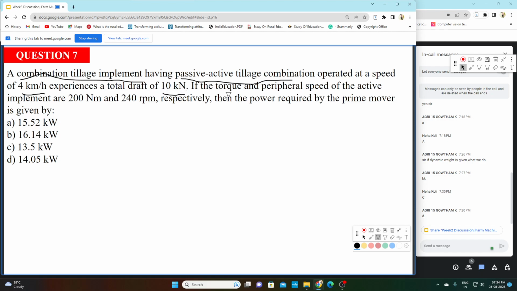Okay, experiences a total draft of 10 kilonewton. Draft is also given. If the torque and peripheral speed of the active implement are 200 Newton meter and 240 RPM respectively, then power required by the prime mover. Prime mover means tractor, okay? What is moving your implement? So that is tractor, okay? So is given by, these are the 4 options given. So anyone who wants to tell how we should approach this question?